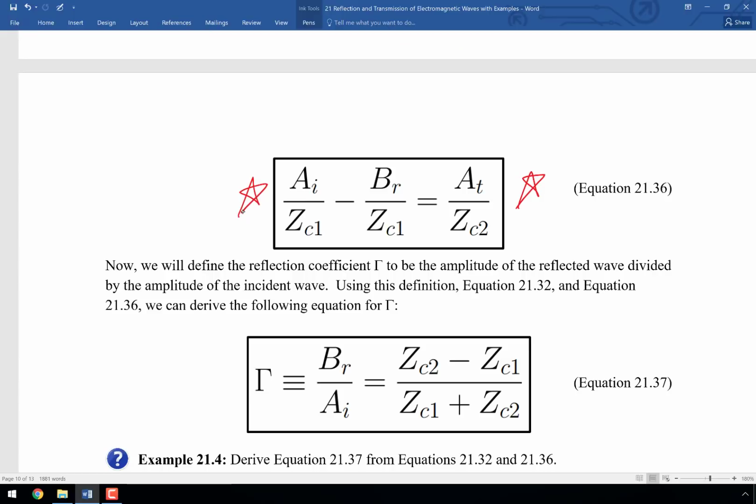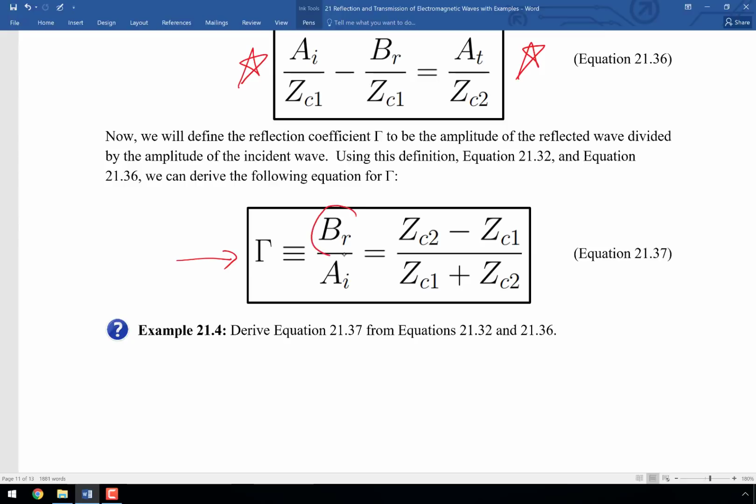And if we use those two equations, we can derive this equation right here for the reflection coefficient. The reflection coefficient is simply the magnitude of the reflected wave divided by the magnitude of the incident wave. So how strong is the wave that gets reflected as a ratio of the amount that comes in? Let's imagine that A sub I is 10 volts per meter and B sub R is 7 volts per meter, well then gamma is 7 divided by 10, which is 0.7. 70% of that wave would get reflected. But we can actually calculate that for any given material if we know the characteristic impedances.